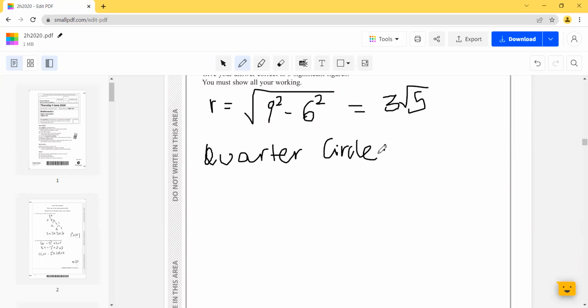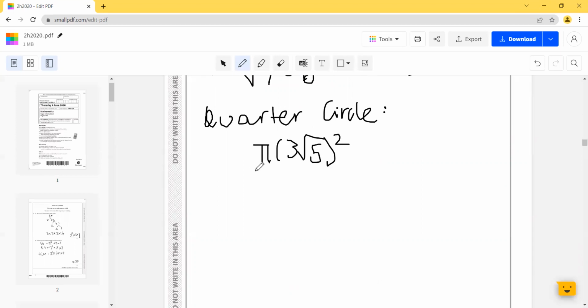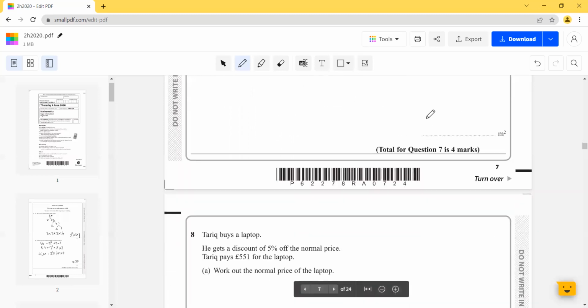So here's what we can do. Usually the area is pi r squared, but because we have a quarter circle, we have to divide it by 4. So it's 45 pi over 4, which, if we evaluate using a calculator, is 35.3 meters cubed.